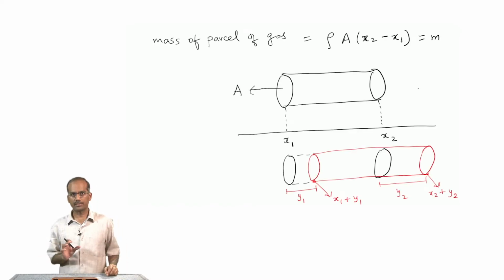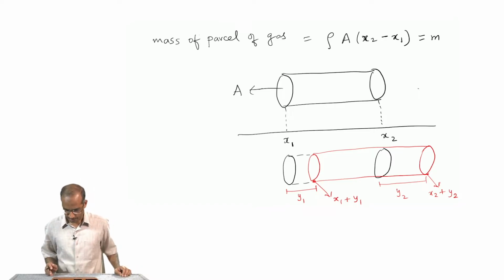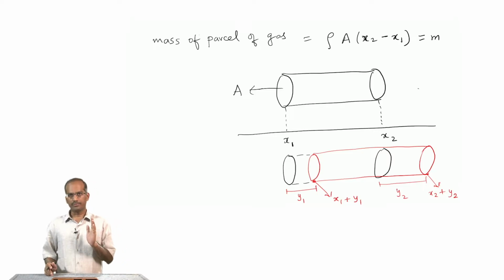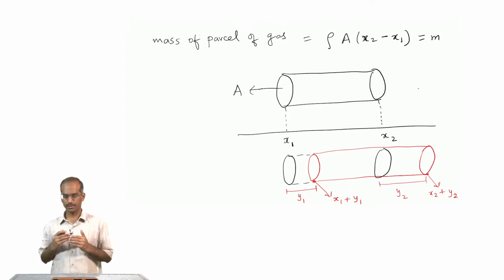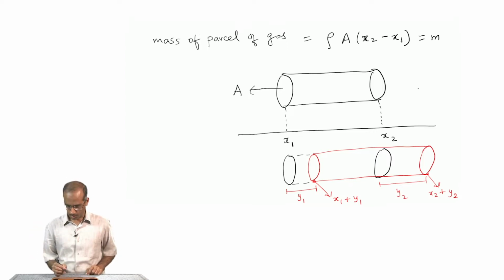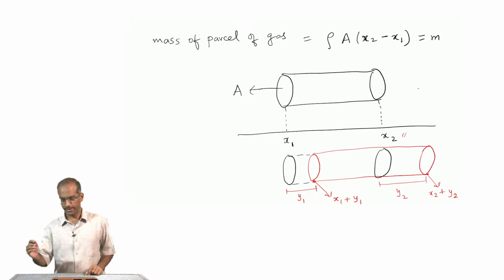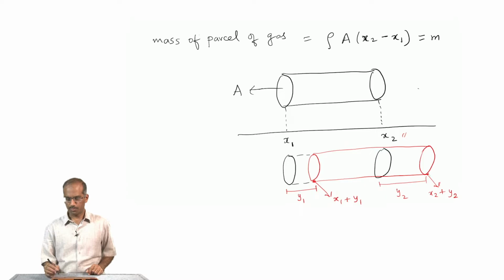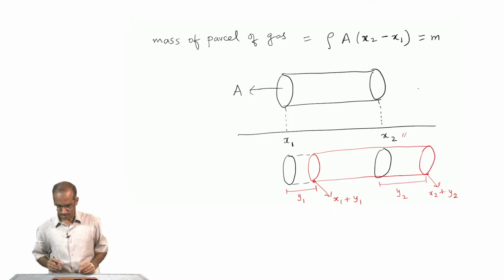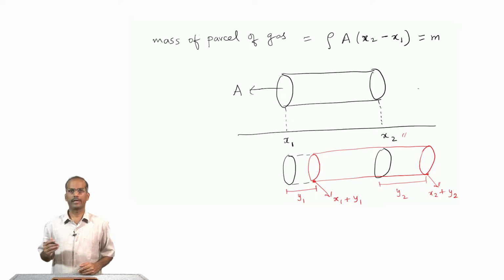When this parcel of gas is displaced, this is the figure that we are going to have. I have already drawn it for you here. The point which was originally at position x 1 has moved by a distance y 1. So, the new coordinate is x 1 plus y 1. Correspondingly, the point, or the phase, which was at x 2, which is this, has now moved by a distance y 2. So, the new coordinate of that phase is now x 2 plus y 2.